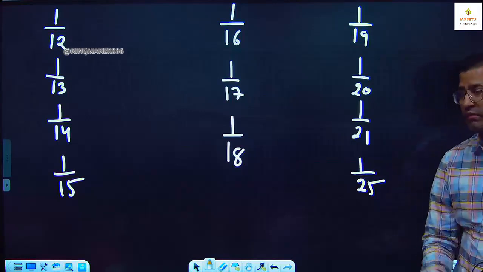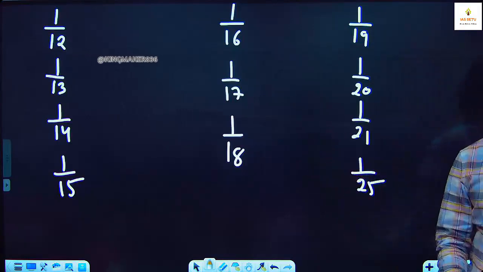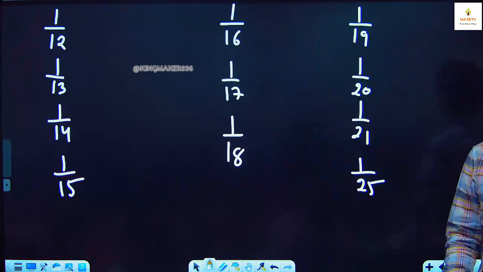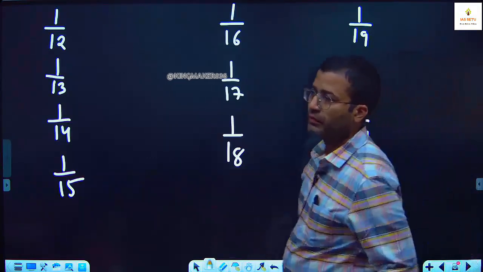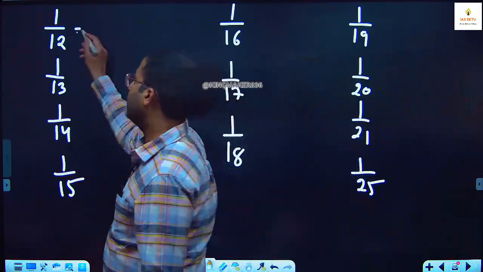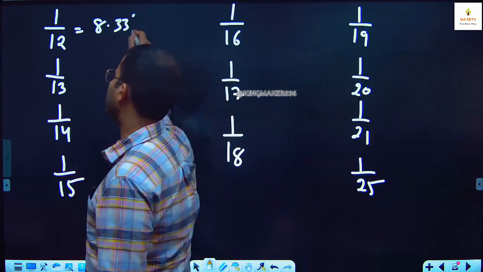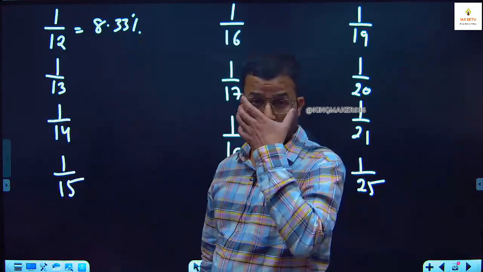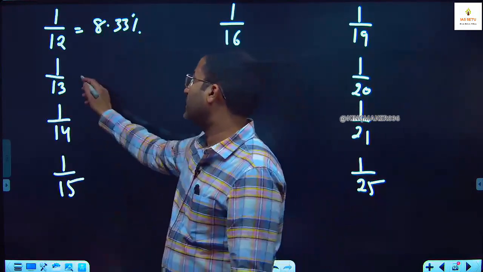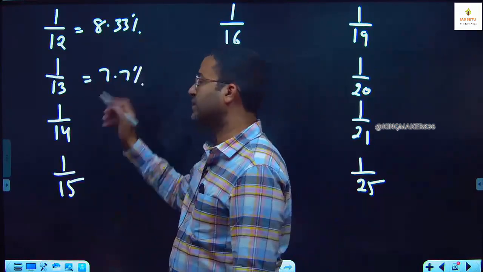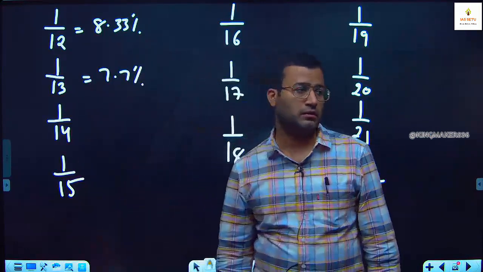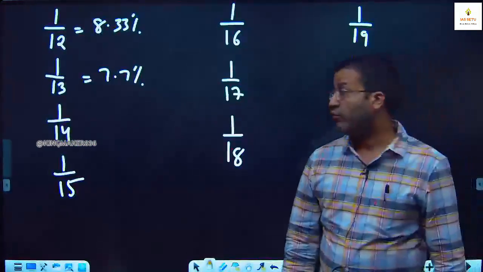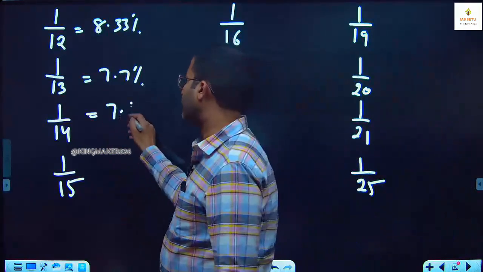We remember a big table in CAT, but in CSET I think this is more than enough. I give you these values. What is 1/12? 8.33%. What about 1/13? 7.7%. 1/14 is 7.14%.